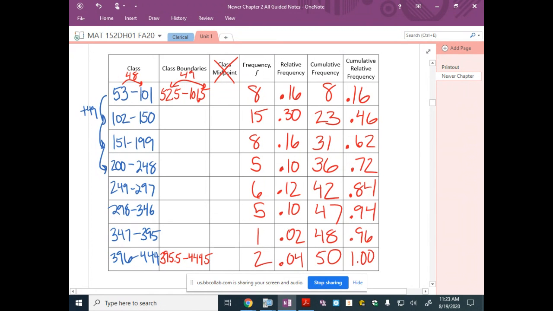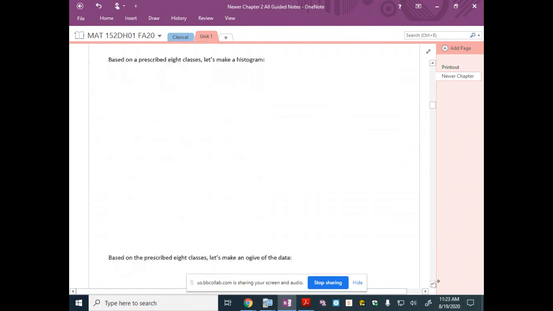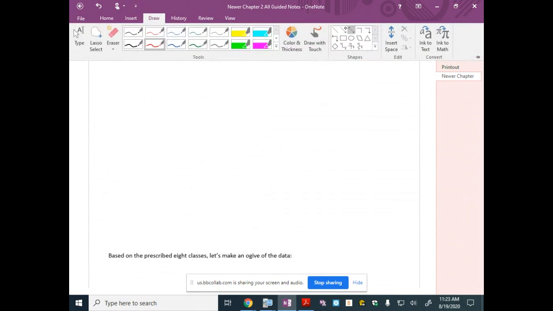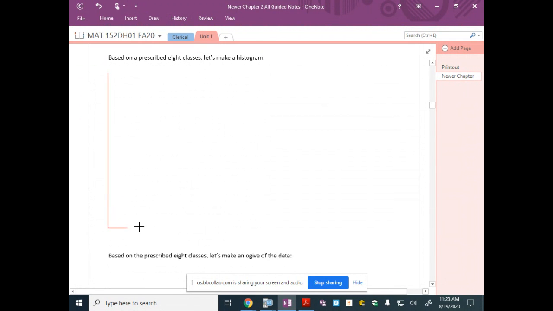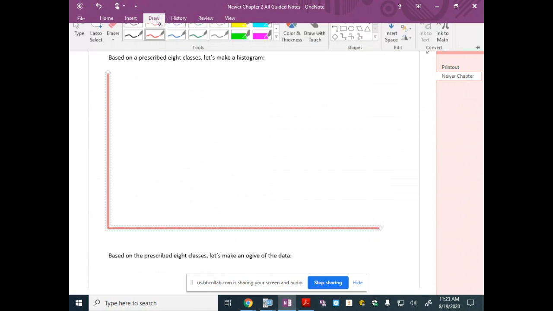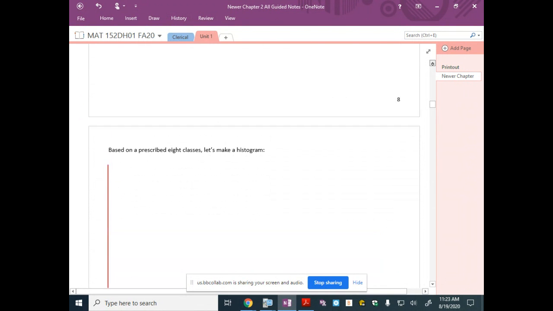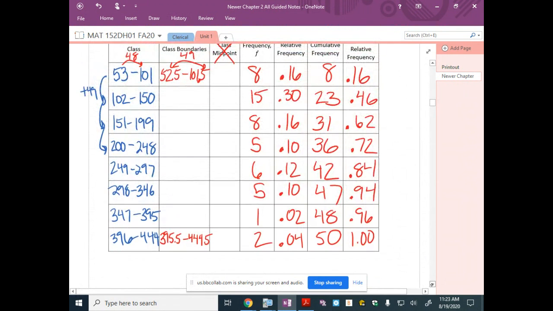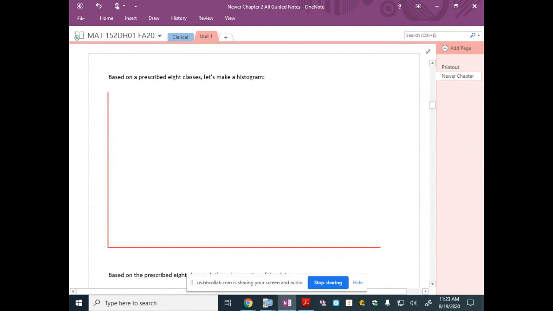All right, not bad at all. So now we get to make our frequency histogram. Now this time we're going to start at 52.5. And the highest frequency was 15. Since we're starting at 52.5, I'm going to put a lightning bolt here to indicate that, going from 0 to 52.5.